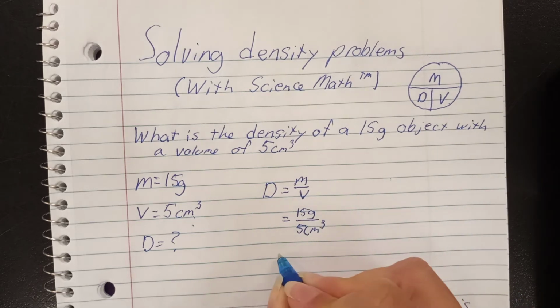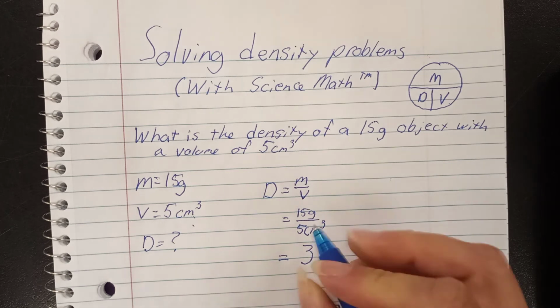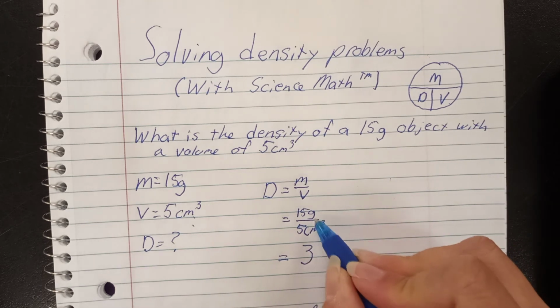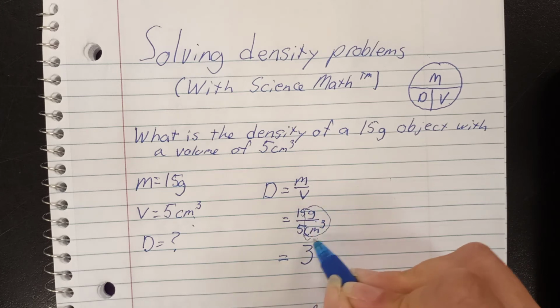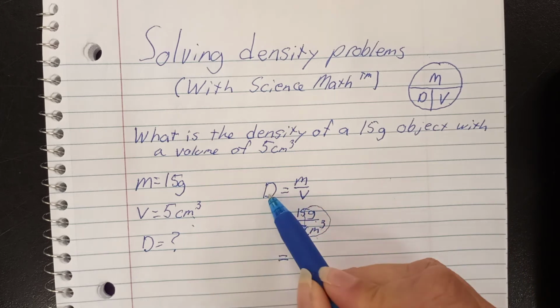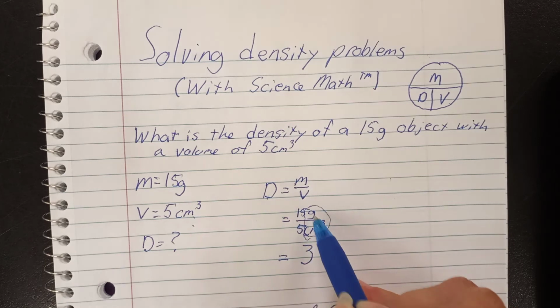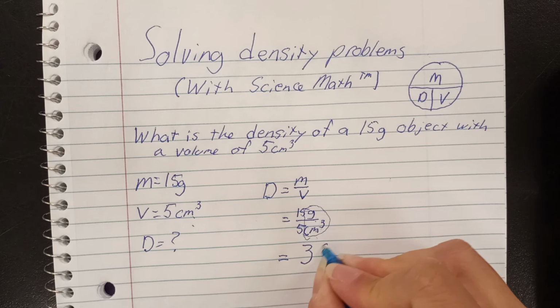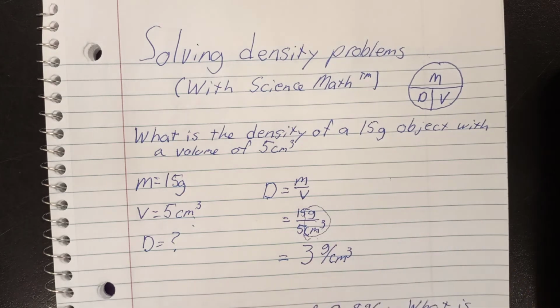I'm going to solve: 15 divided by 5 is 3, and then I'm going to put a unit on it. The units for density are always a mass over a volume. The easiest thing you can do sometimes is go back and ask, what was I looking for anyway? I'm looking for a density. Density units are mass over a volume. So I get grams over cubic centimeters. Okay, and there's my answer.